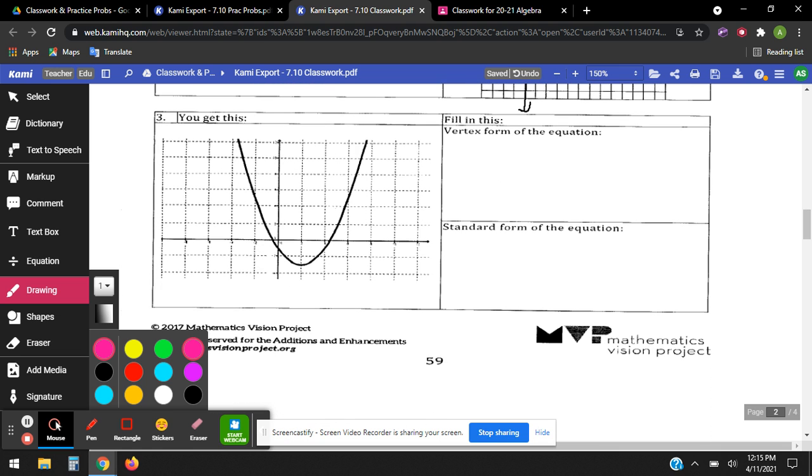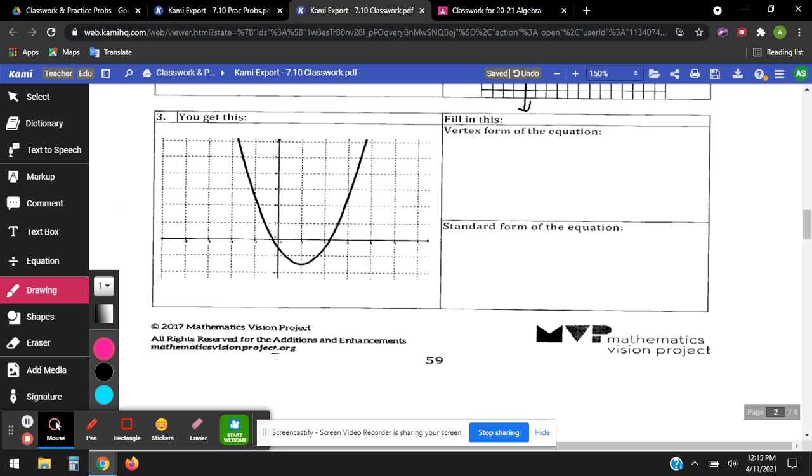All right, now we get the graph, and we want to put this in vertex form. Okay, well, we know our vertex looks like this, counting by 2's. So 2, 3, it looks like. So I know it's going to be y equals, and I'm going to leave a space and put x minus 2 squared plus 3.